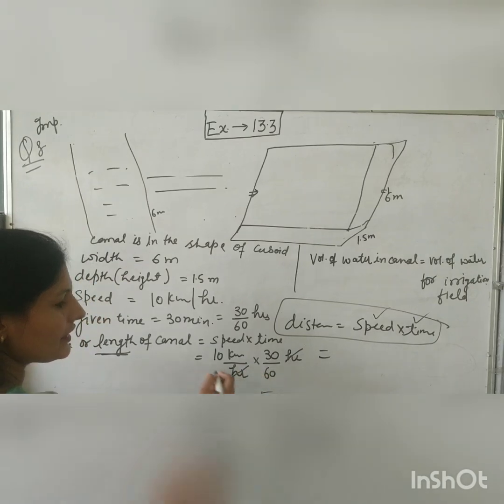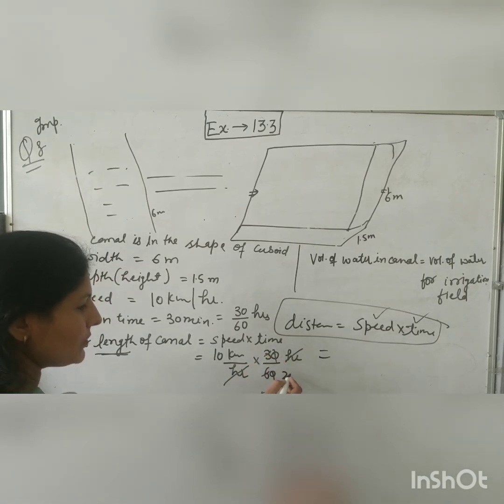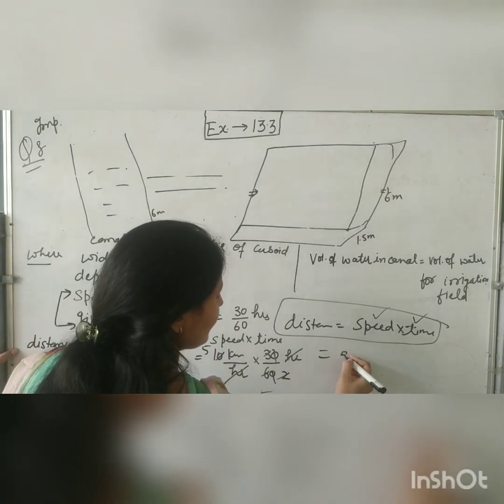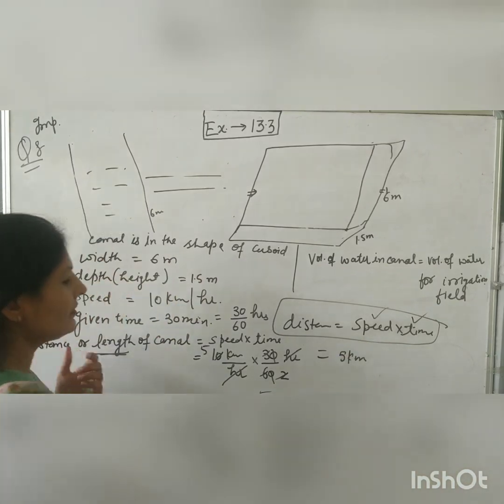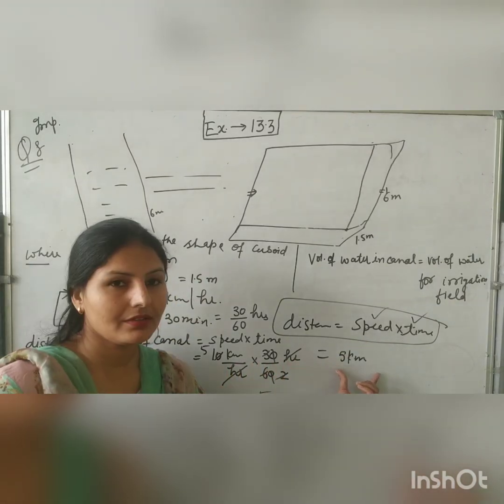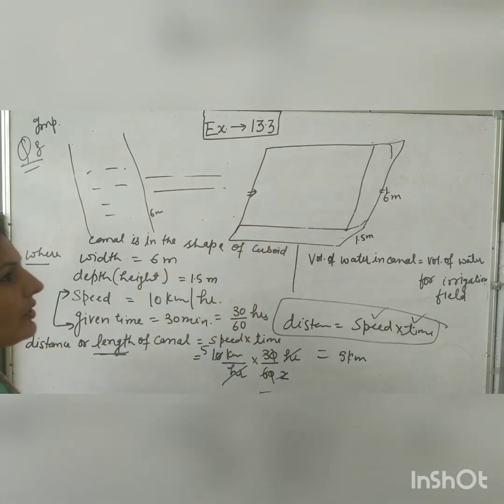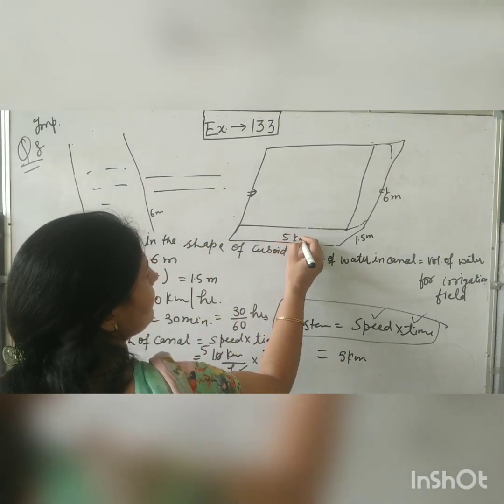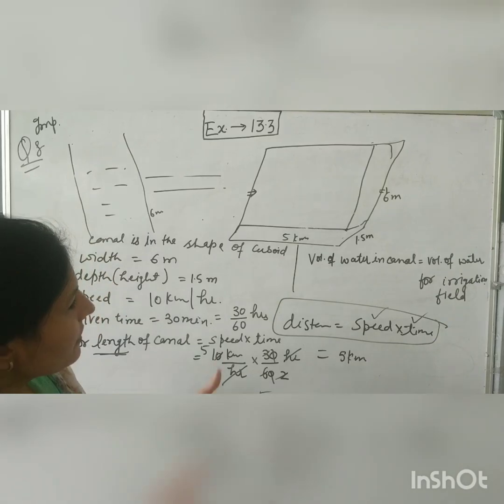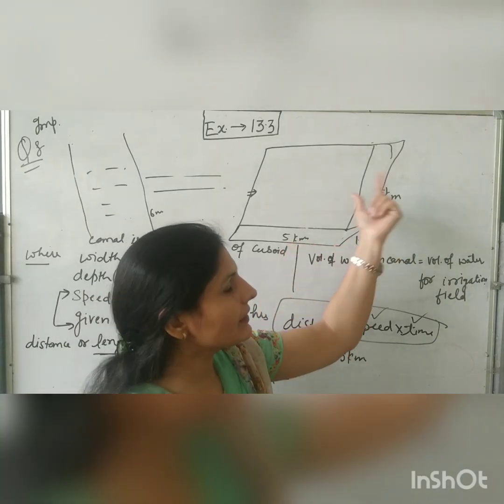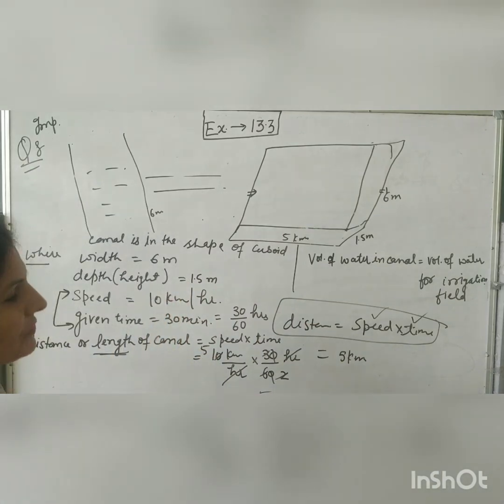Now it is 30 by 60 hour. Zero cancels zero. 3 by 6 is 2. 2 and 10 cancel out. It will be 5 kilometer. What did we get? Length of the canal, meaning length of the cuboid, is equal to 5 kilometer. Now units are not the same. Length is in kilometer and breadth and height are in meter, so we have to convert into meter.